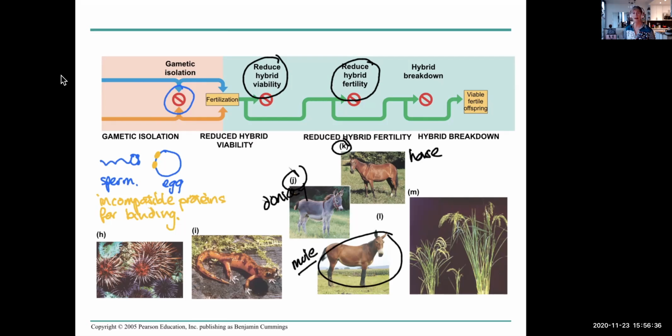But a mule can't breed with other mules. And I don't believe a mule can breed with either a donkey or a horse. And there's a polyploidy reason for that. Or possibly the hybrids break down. The hybrids themselves don't survive to reproduction.